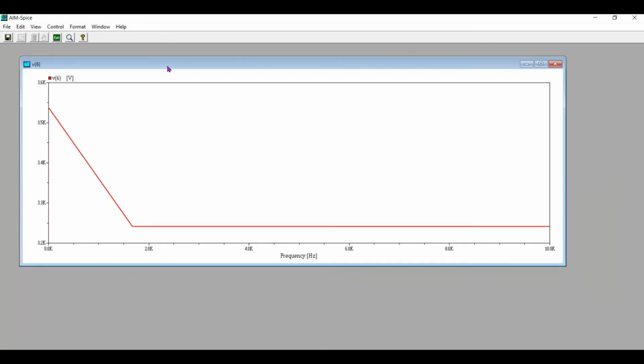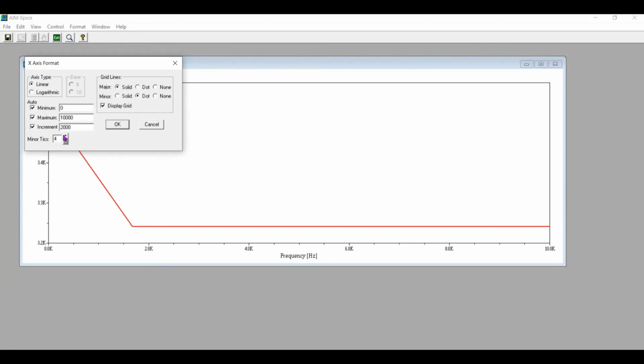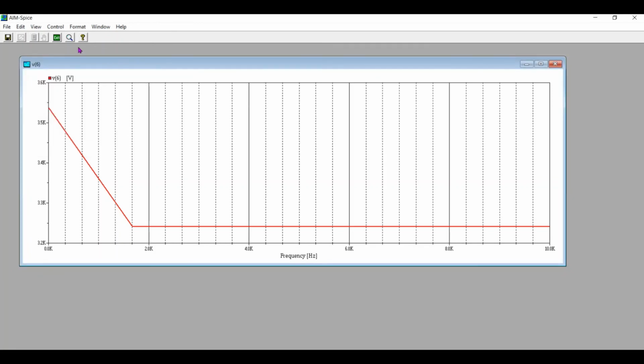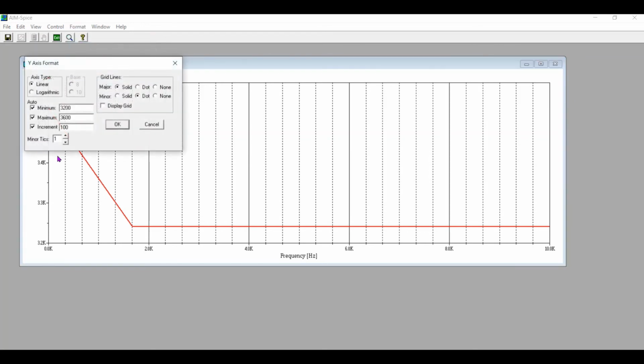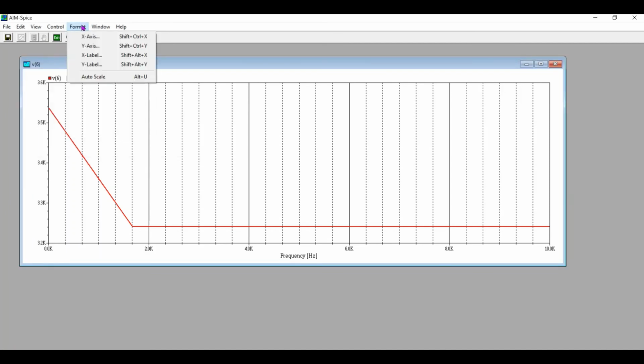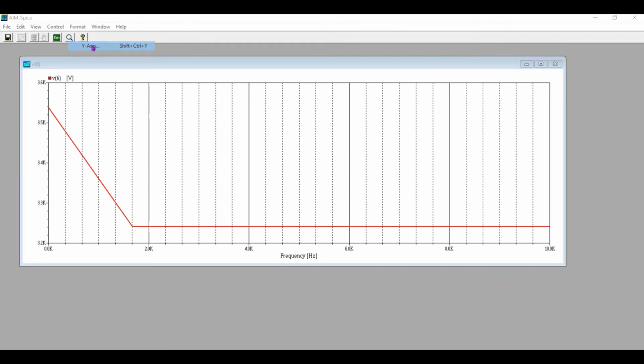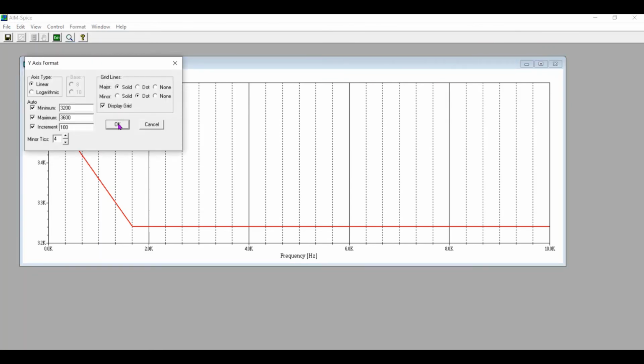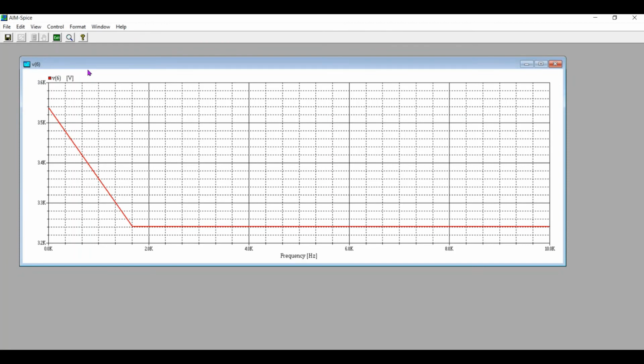We got the output waveform, x-axis, grid, format, y-axis, OK, format, y-axis. So this is the waveform for output voltage with respect to frequency. Now let's calculate the output impedance. So copy this.